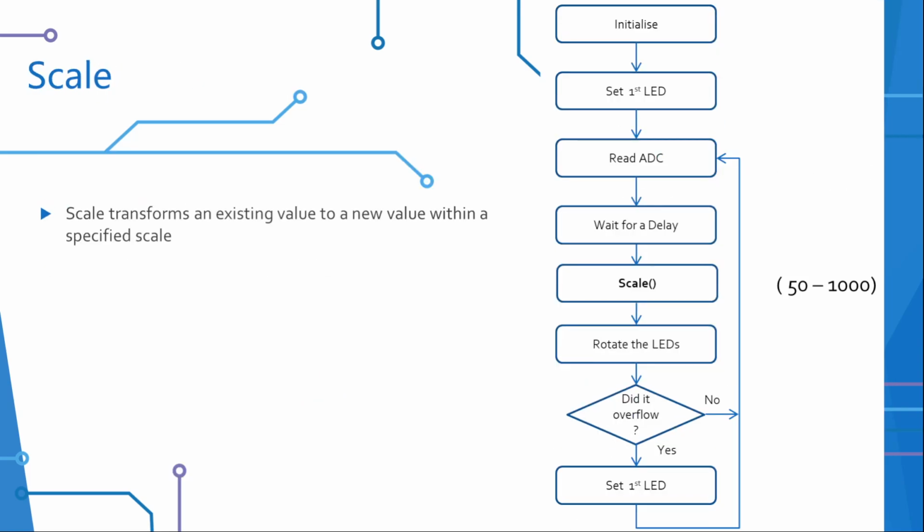We're also going to use something called scale, and we're going to transform the value that we read in the ADC to a specific scale. So we're going to transform the value of 0 to 4095 to 50 to 1000, and there's a good reason for doing that. 4 seconds on a set of LEDs looks rubbish, and this just works right. You can play with that in your own time, but we're going to take the 12-bit ADC value, from 0 to 4095, and transform that into 50 to 1000. And the command to do that is called scale.